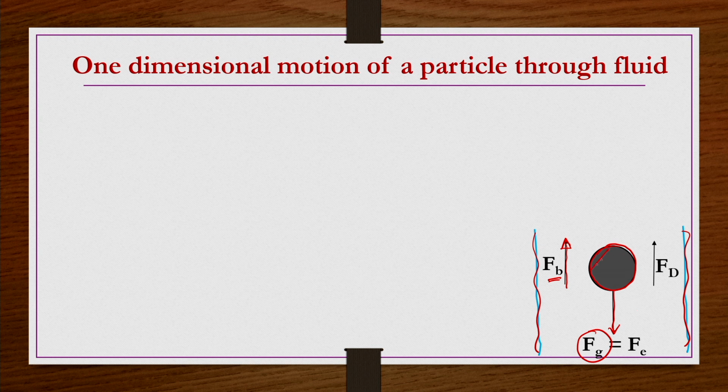Now, when this particle is settling, the fluid offers some resistance; it tries to resist the particle motion. That resistance is known as the drag force. That drag force will also act opposite to the direction of the movement. So Fd is acting in the opposite direction to Fg as well here.